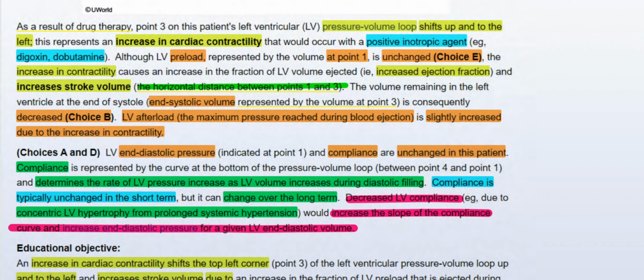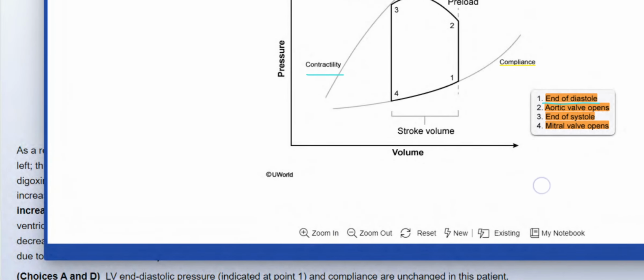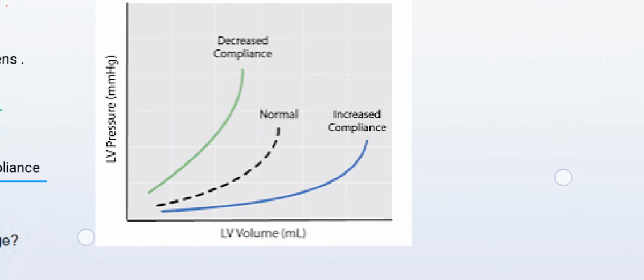This is important. It changes over the long term. Decreased left ventricular compliance occurs in concentric left ventricular hypertrophy from prolonged systemic hypertension. This is important, right? So they're talking about a decrease in left ventricular compliance would increase the slope of the compliance, that we will talk about in the above graph, right? It causes an increase in diastolic pressure for the given left ventricular end diastolic volume. They mean to say if there is decrease in left ventricular compliance, the slope of the compliance curve will be increased. Let us see.